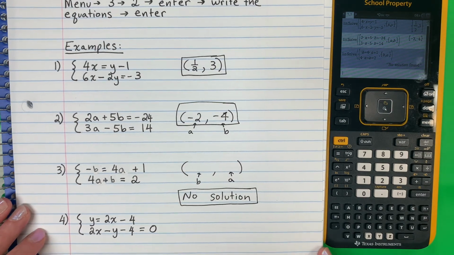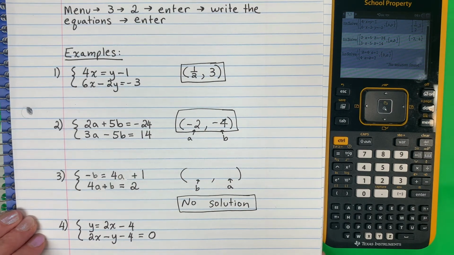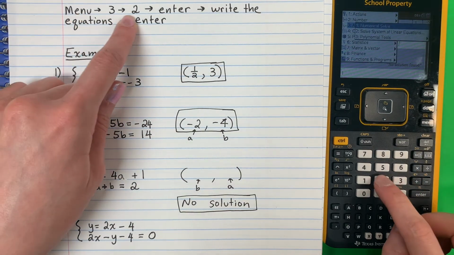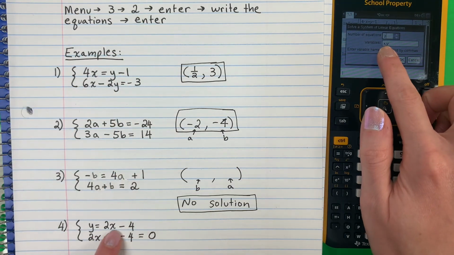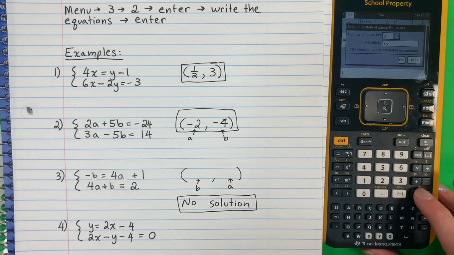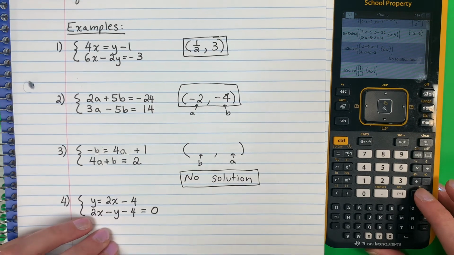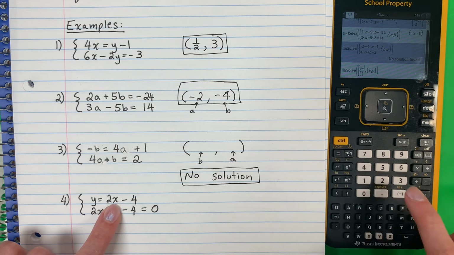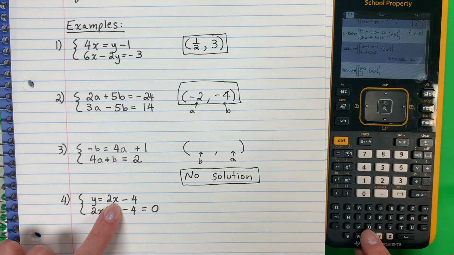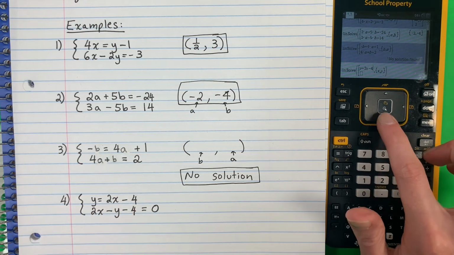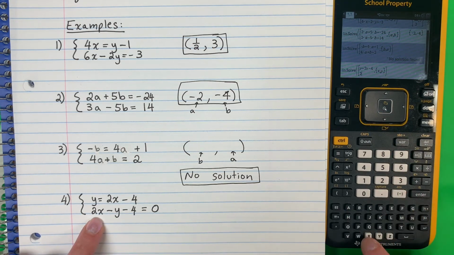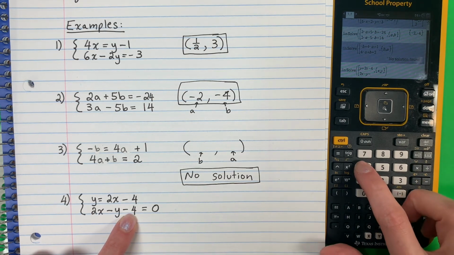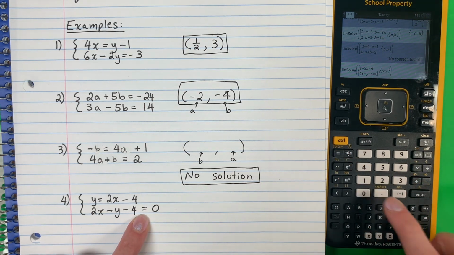Let's go ahead and do example 4. Okay. So again, menu, 3, 2. Okay, XY. Yes, this is XY. Enter. Okay, let's put the equation. Y equals 2X minus 4, go down, 2X minus Y minus 4 equals 0.